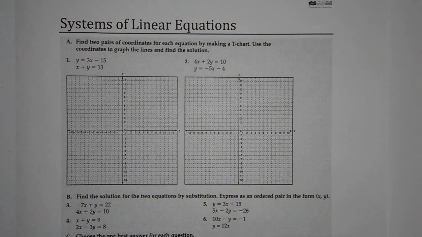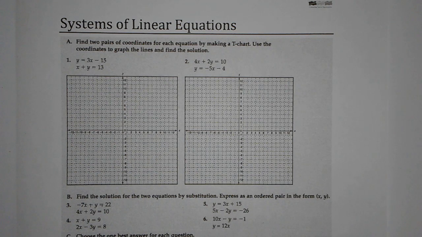Okay, here we are on day 37, the second part B. We're going to be solving systems of linear equations again, which means finding the intersection of two lines made by two linear equations. This first problem says find two pairs of coordinates for each equation by making a t-chart. Use the coordinates to graph the lines and find the solution.